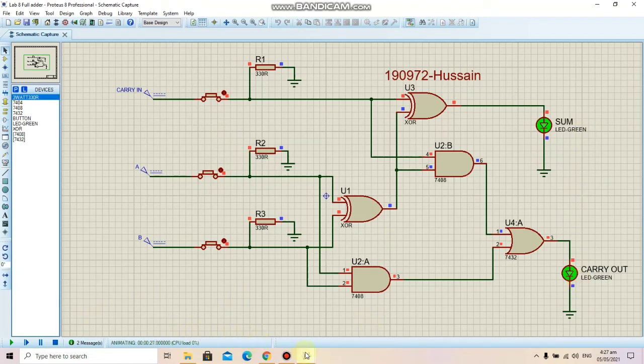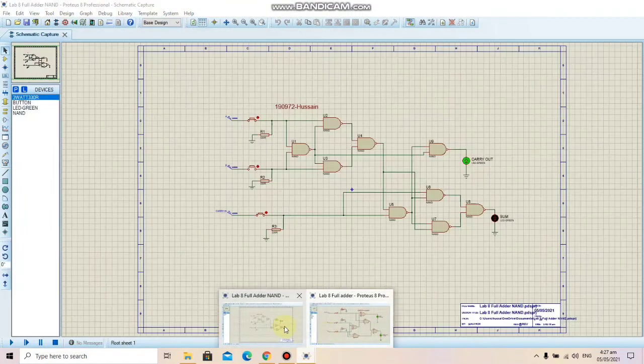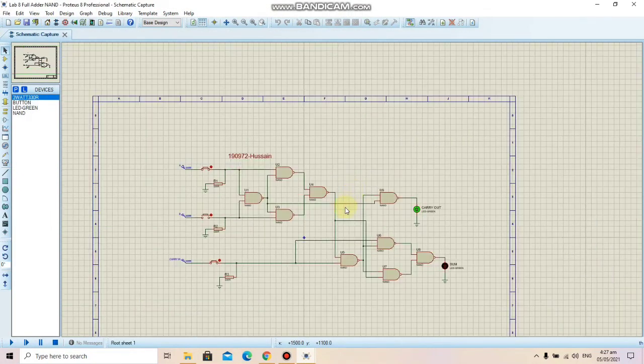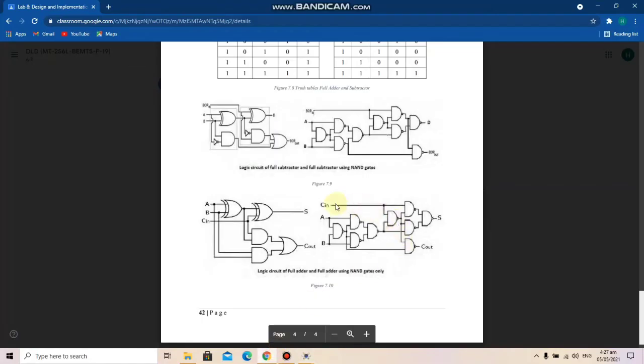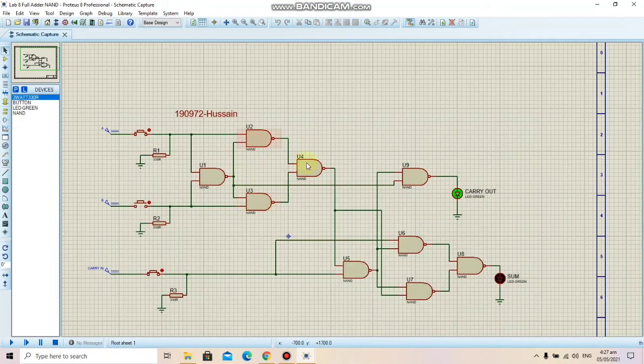Now let me show you the NAND implementation of this. So this is the circuit of the NAND implementation. I have just implemented this whole circuit here. So let me run this and show you.